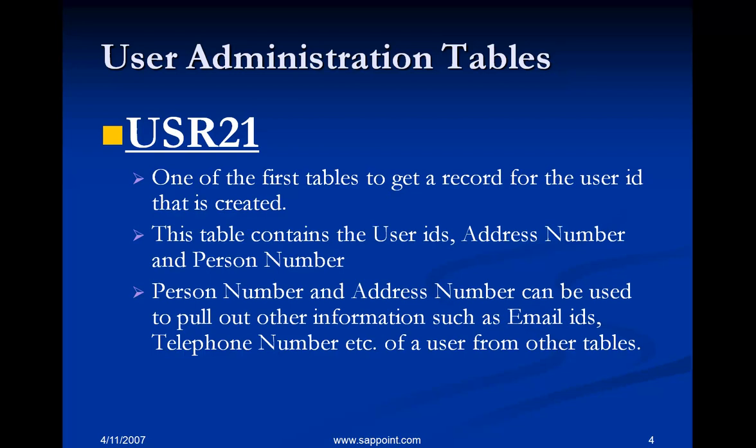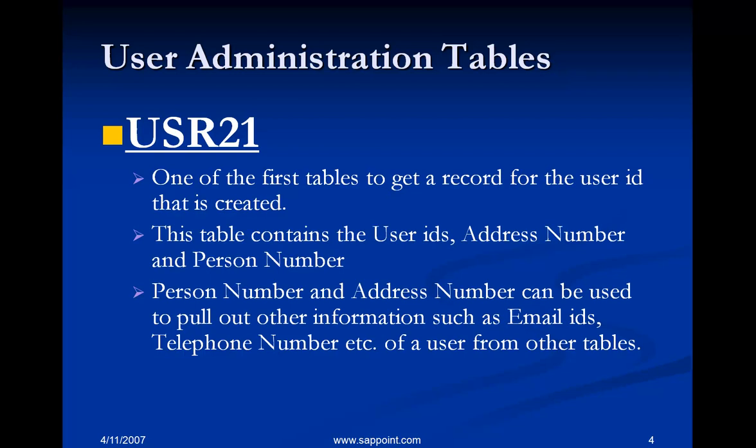Now, what does this table contain? This table contains your user ID, and the SAP generated person number and address number. Now, these two pieces of information, the person number and address number, can be used to pull out other information such as email IDs, telephone numbers, etc. from other tables, because email IDs and telephone numbers are also part of your user master record.